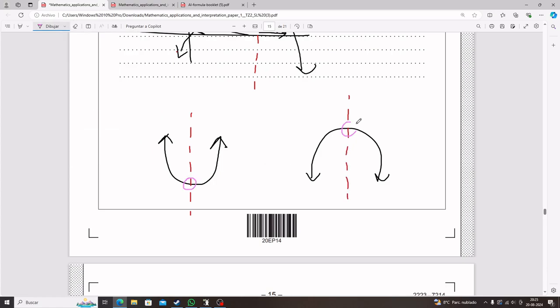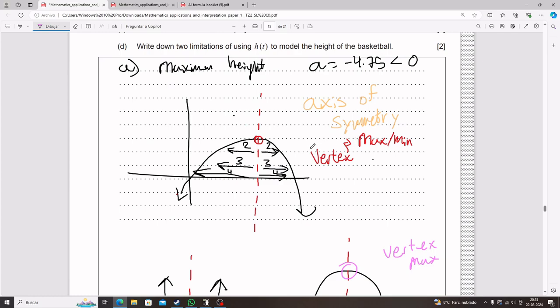So here you have, for example, vertex 1, and here you have vertex 2. And the cool thing about vertex 1 is that it's a minimum, and the cool thing about vertex 2 is that it's a maximum. So, in conclusion, a vertex can be either a maximum or a minimum.